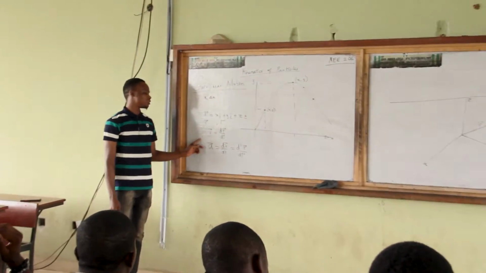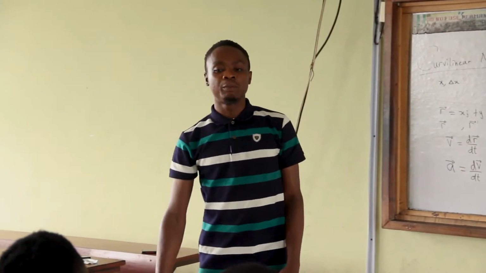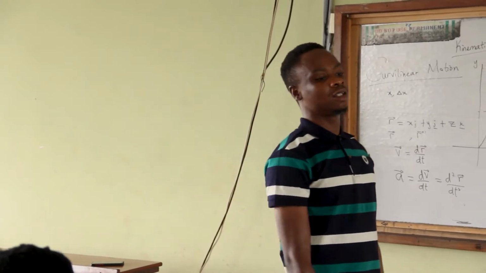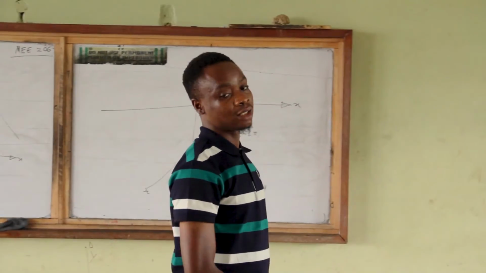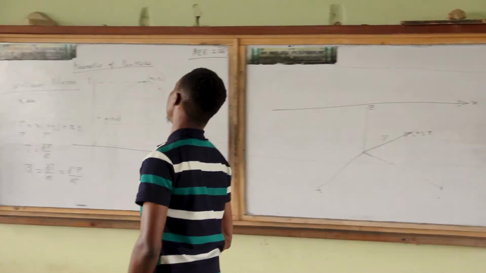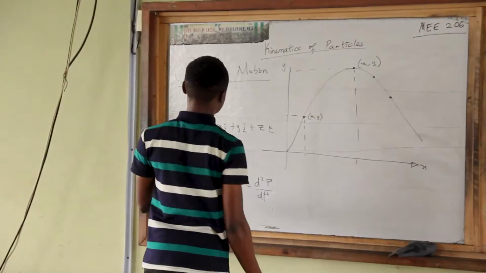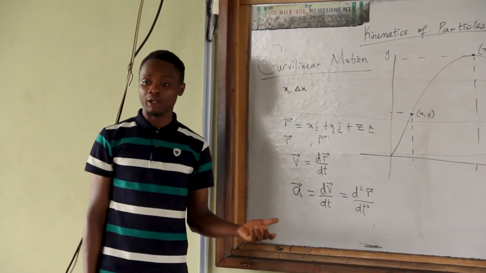But acceleration is not in the tangential direction. Acceleration does not have a definite direction. It depends on whether the velocity is increasing or decreasing in a particular direction. So acceleration has no definite direction. So acceleration could be tangent. Okay? Acceleration could be tangent to the path followed by the body.